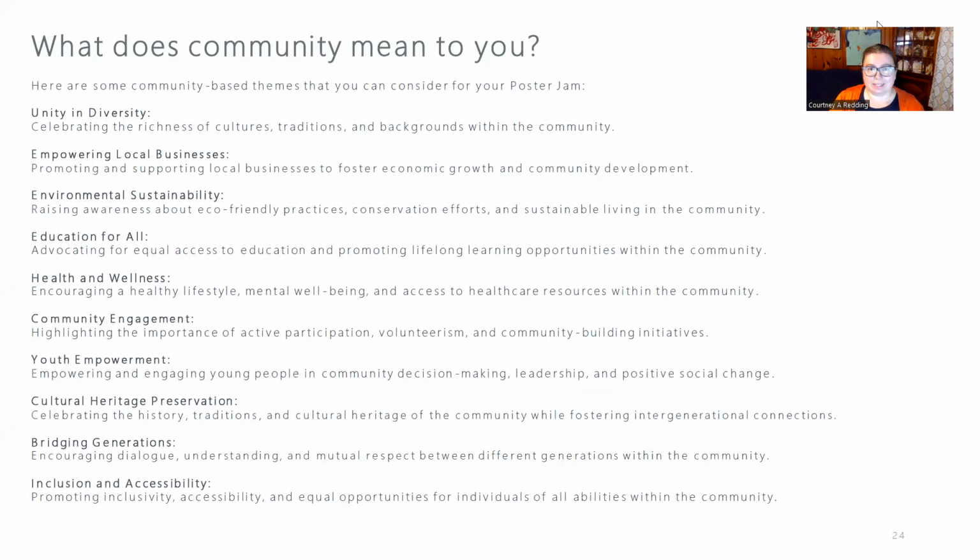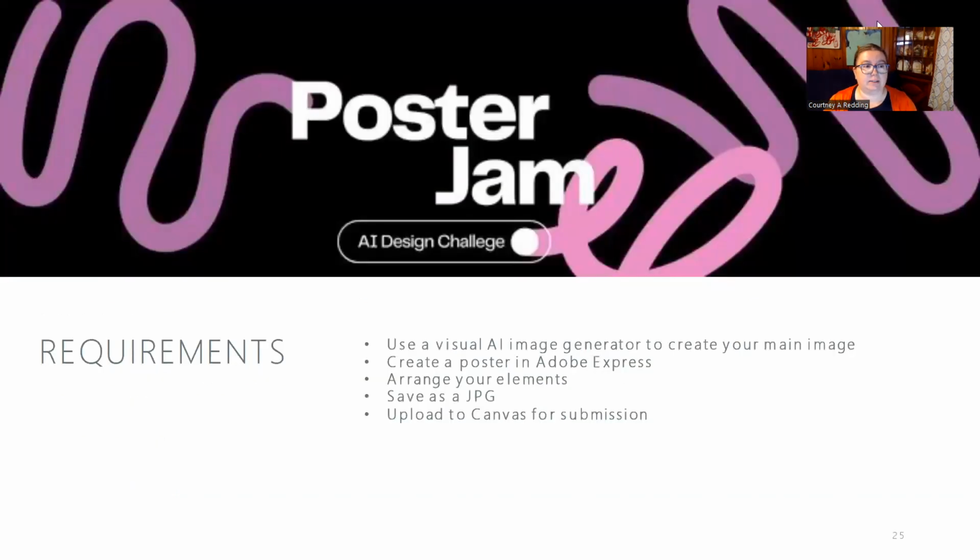And then we can pause it on this slide whenever you're working so that you can see this. So what does community actually mean to you? Is this unity and diversity, empowering local businesses, environmental sustainability, education for all, health and wellness, et cetera? The first part of your work time might just be figuring out what the word community would mean to you. And the research aspect is always a good way to start an actual project. So just find out what that means to you, and then you can start working on imagery based on that.